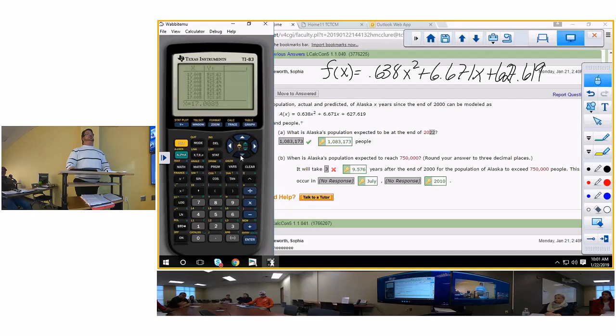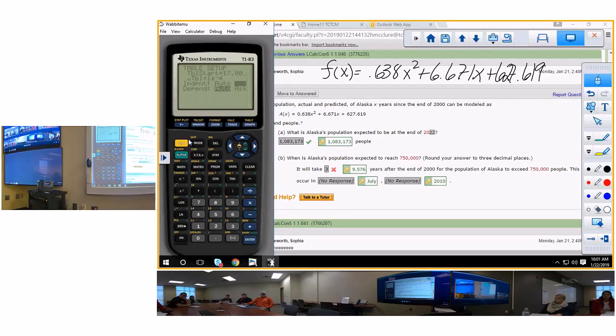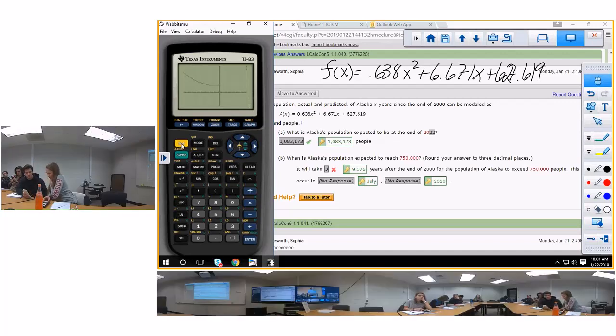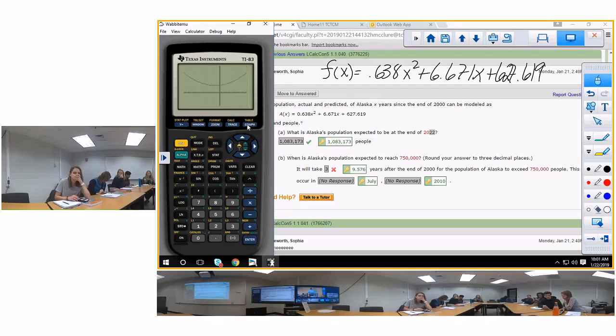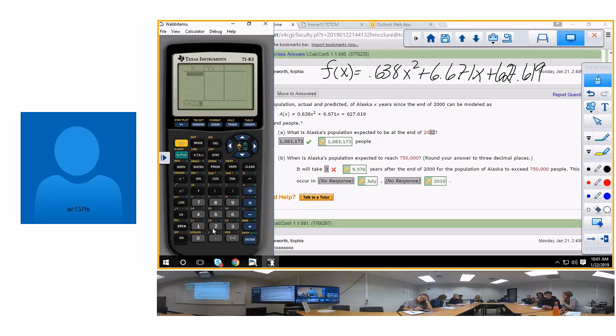Or you can go to second, table set, and ask for my independent variable. So you go down to ask, hit enter, and then you hit second table. Fine question. Honestly, I'm horrible at calculating. Now type in 22 and hit enter.